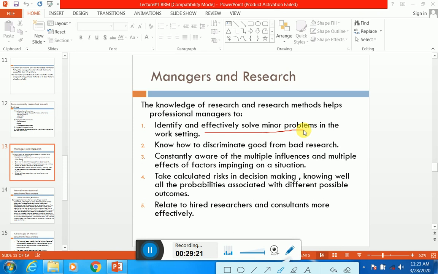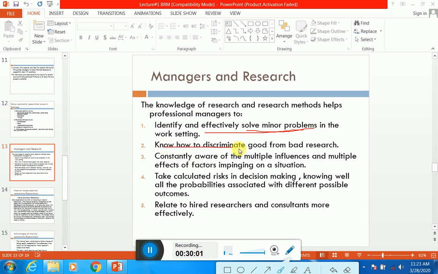Initially I told you that research is the process to dig out the solutions of a problem. So when managers have the knowledge of how to explore the issues, they would be more capable to find out the solutions of a problem. Therefore it says: identify and effectively solve minor problems in the work setting. When managers have this ability to carry out the research process, they would be able to solve minimum and minor problems within the organizations with good work settings.